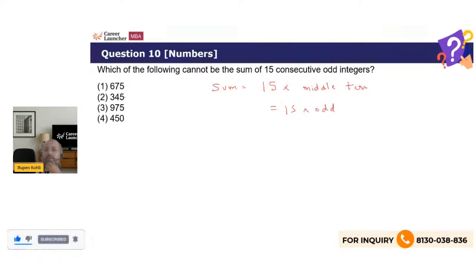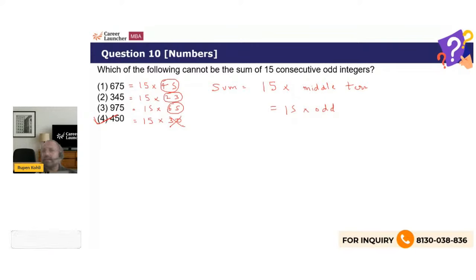675, 345, 975, 450. 675 is 15 into 15, 4 is 60, and then 75, 5. So this is fine. The middle number is 45. 345 is 15 into, then this is 230, and then 45, 23. This is also fine. 23 is odd. 975 is 15 into 15, 6 and 90, and then 75. This is also fine. No issues. But this is the correct choice. 15 into 30. That is not possible. 30 is not an odd integer.